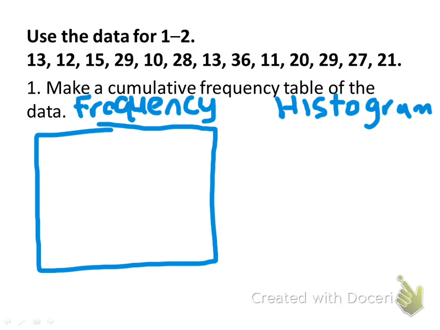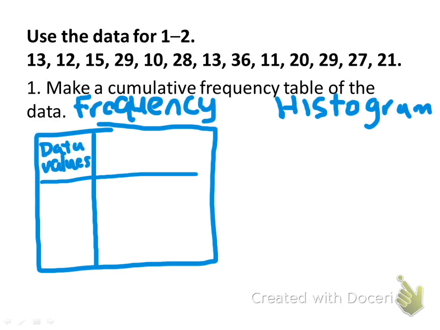Okay, so for my frequency table, I'm going to put data values in. So this would be data values. And then I'm going to put in my frequency. So that's how frequent it happens. And then we're going to do our cumulative. So we're going to add those up one by one.